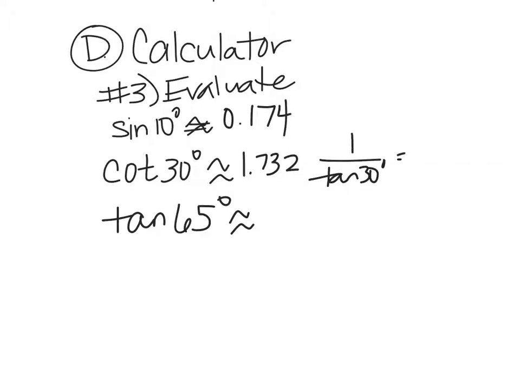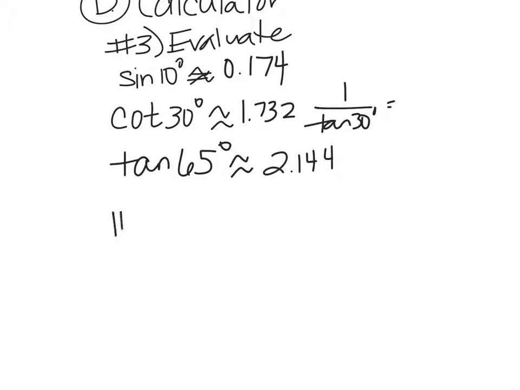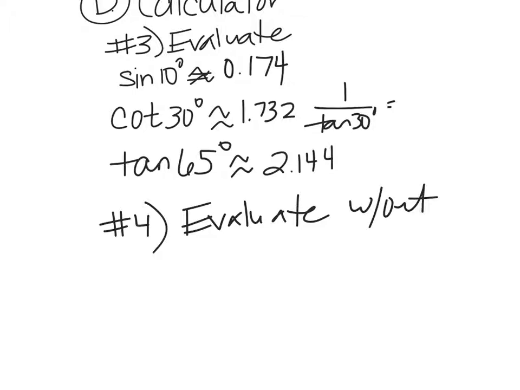And then the tangent of 65 degrees, tangent 65, 2.144. There we go. All right, so that's with your calculator, okay? Now, number 4, we're going to now evaluate without our calculator. And when I ask you to evaluate without a calculator, it's going to be one of the nice angles that we already talked about today.